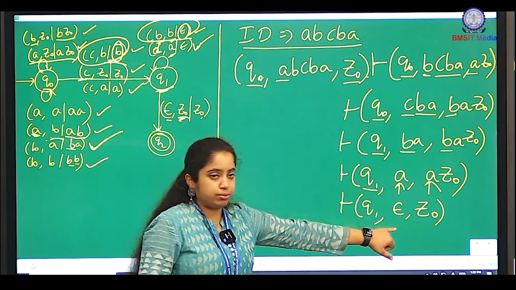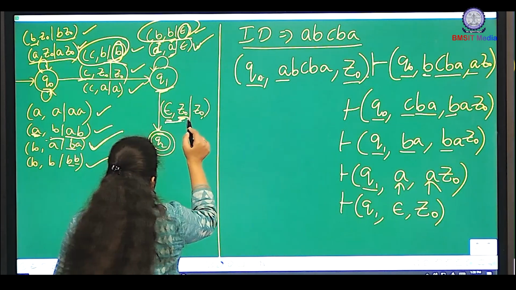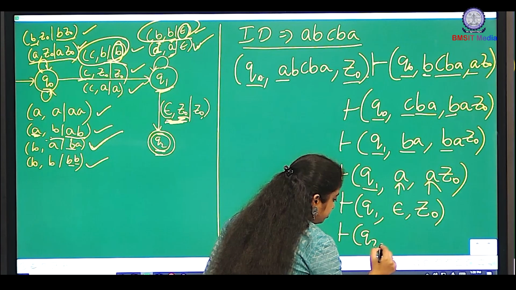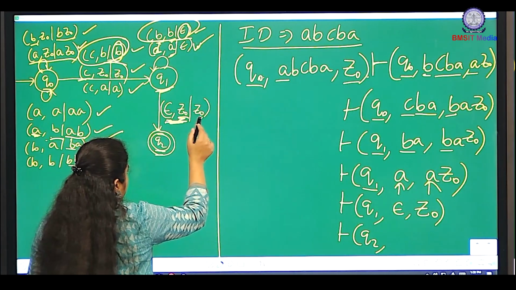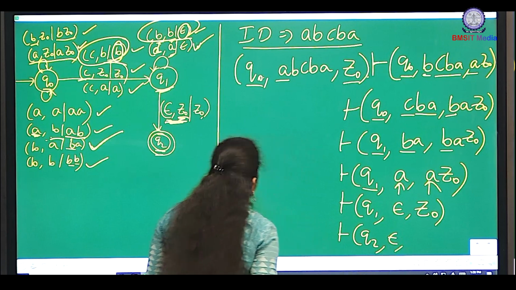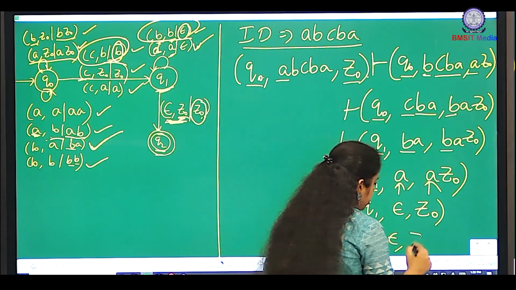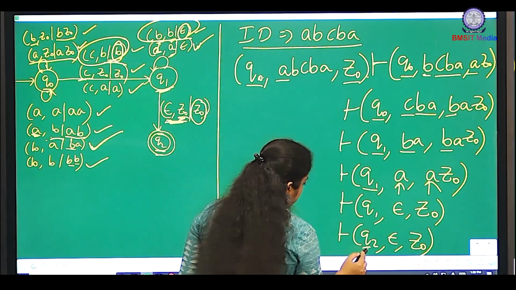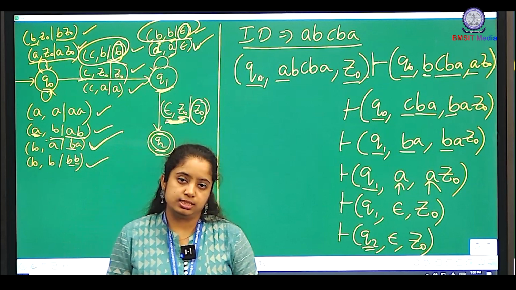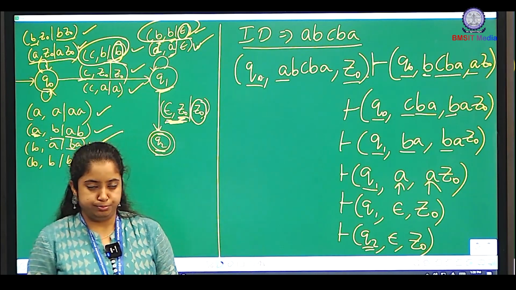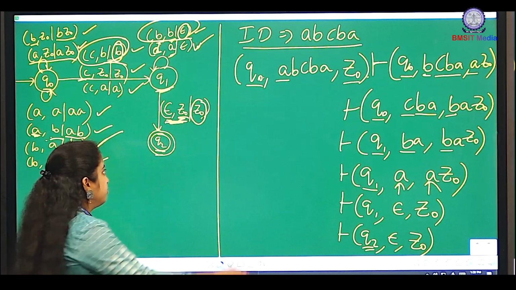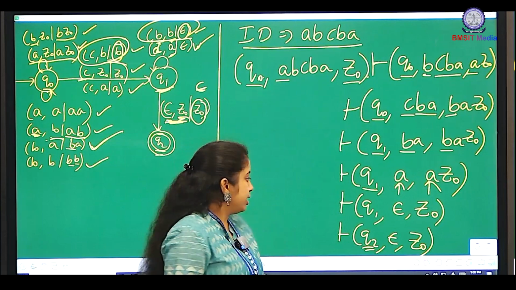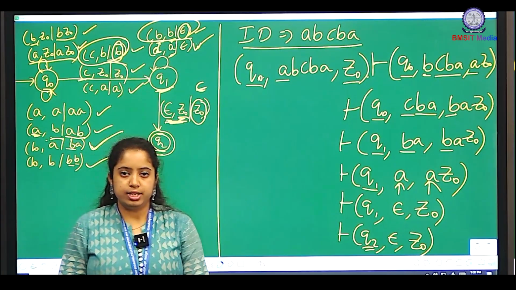Now Q1 is reading epsilon upon Z naught. So this particular transition, Q1 goes to Q2. So write that Q2, and the remaining string is epsilon itself, and you keep the stack as it is, Z naught, and you have reached the final state Q2. So this is acceptance by final state method. So if you want to do it by empty stack method, just empty the stack by using epsilon, and mention the same here. You will be accepting it by empty stack method.